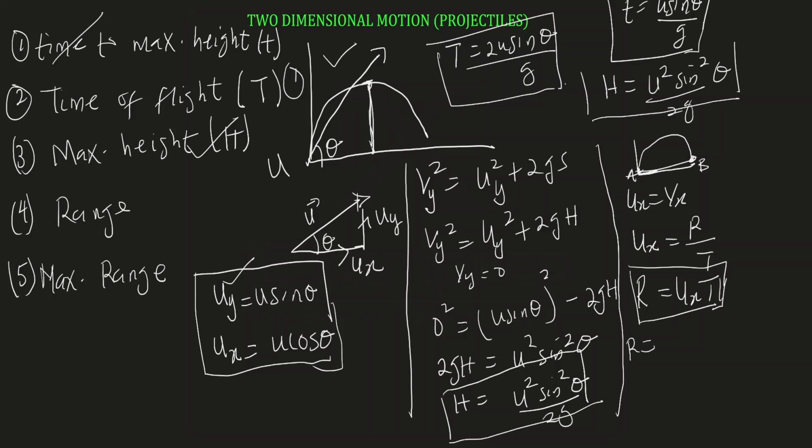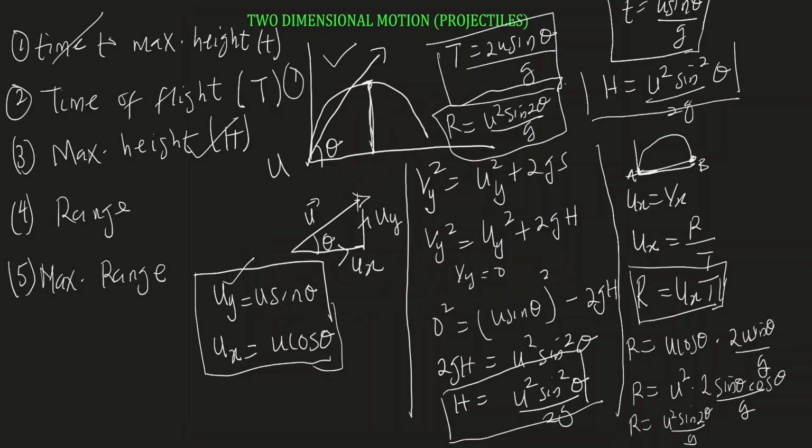Range then will be equal to ux, which is u cos theta, times t, which is 2u sine theta over g. Remember that. Then we can multiply. If we multiply this, we are going to have u squared multiplied by 2 sine theta cos theta over g. And from trigonometry, we know that 2 sine theta cos theta is sine 2 theta. So range then will be equal to u squared sine 2 theta over g.